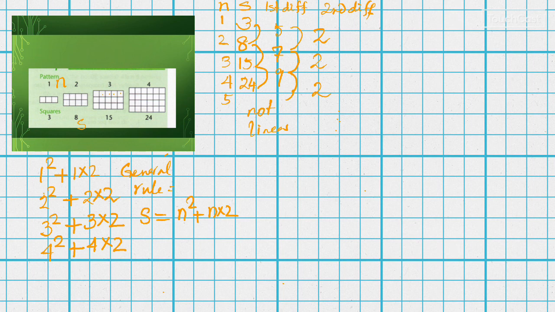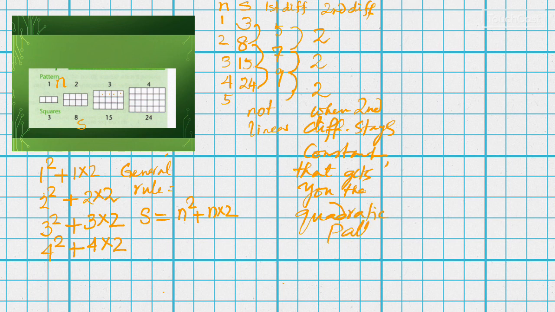And when second difference stays constant, that gets you the quadratic pattern. Yes, it is nonlinear, but it is a very specific nonlinear quadratic pattern.